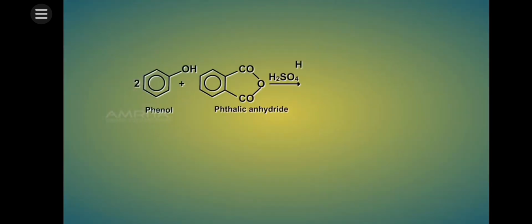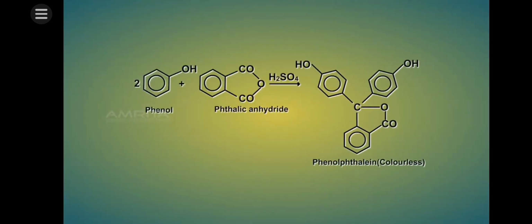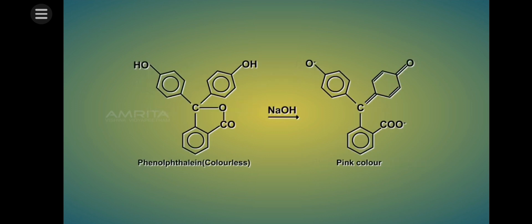On heating, phenol reacts with phthalic anhydride in the presence of concentrated sulfuric acid to produce phenolphthalein, which is colorless. Phenolphthalein gives pink color with sodium hydroxide solution.